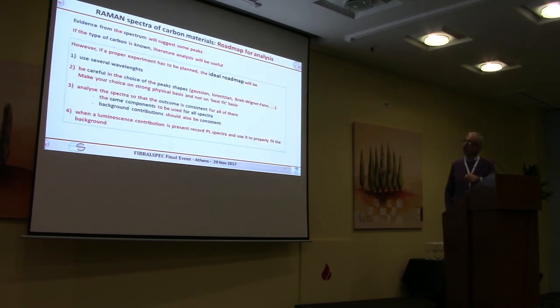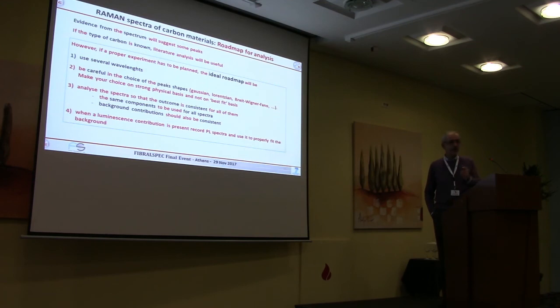Okay, this is the ideal roadmap if you want to plan a good experiment on a new material which is carbon-based. Use several wavelengths, be careful in the choice of the peaks. That is, you have to make the choice about the number and the shape of peaks on a strong physical basis. Because if you put 50 peaks, you get the best fit, of course, but you don't know what they mean.